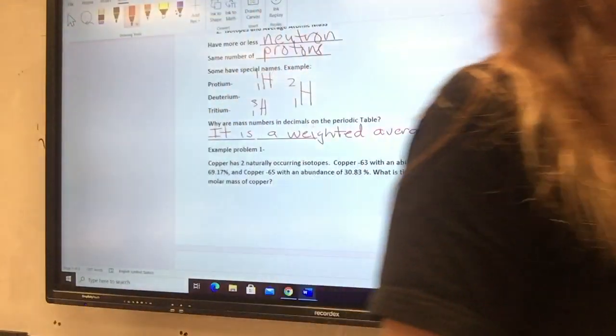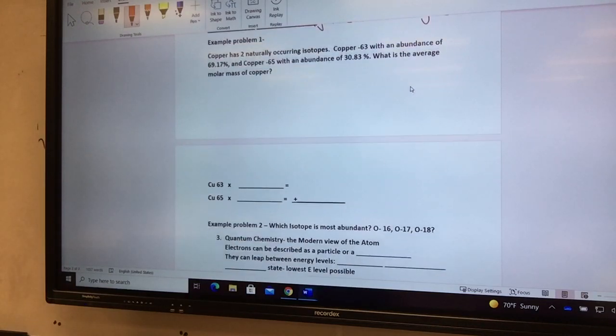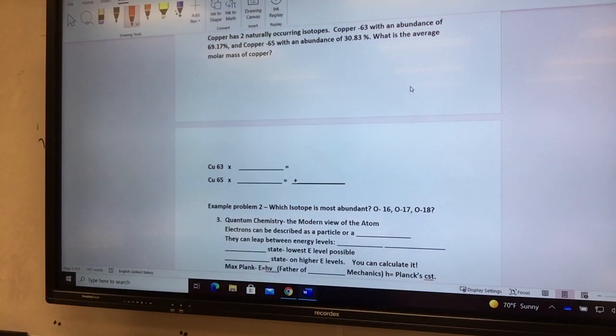All right, I'm going to scroll it up to do the problem. What do we do on advisement? What do we do on advisement? We have advisement after second period. After second, you're going to go to advisement for 30 minutes.